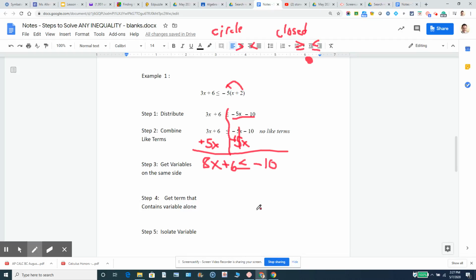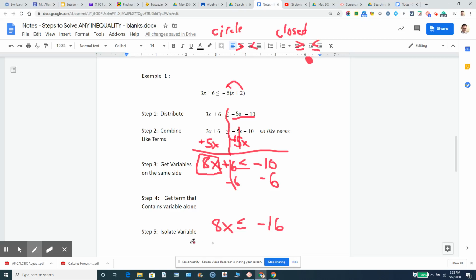Okay. So now we do step 4. Get the term that contains the variable alone. Here's our term that contains our variable. So I'm going to subtract 6 from both sides, excuse me. I want to get 8x by itself. Subtract 6 from both sides. So we have 8x is less than or equal to -16.